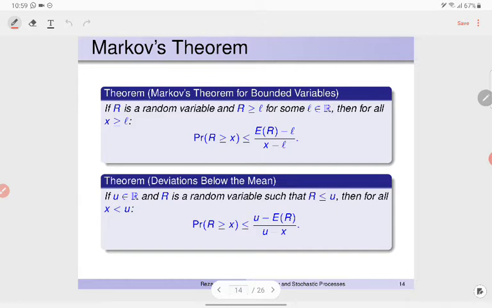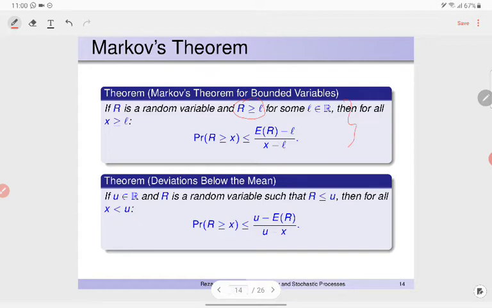If R is a random variable and R is larger or equal to a lower bound, that's one way to shift the random variable. You can define a new random variable that shifts the original random variable. If the value of R is larger or equal to L for some L, then for all x larger than L, the probability of R larger or equal to x is less or equal to the expectation of R minus L divided by x minus L. This is the lower bound.